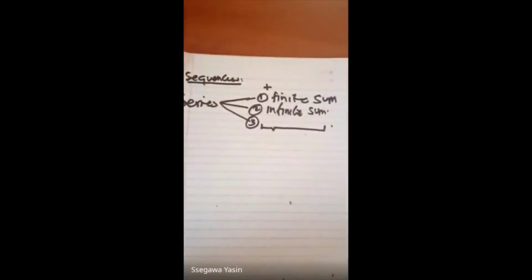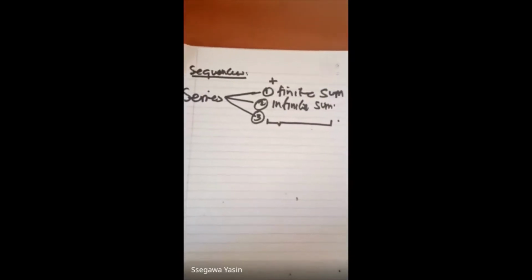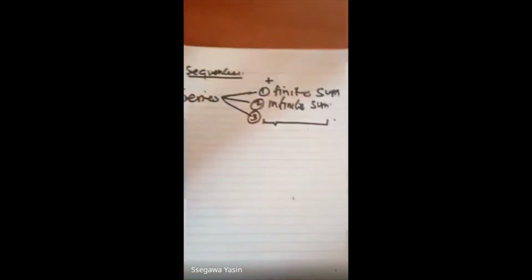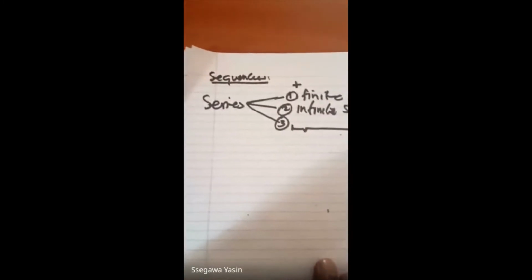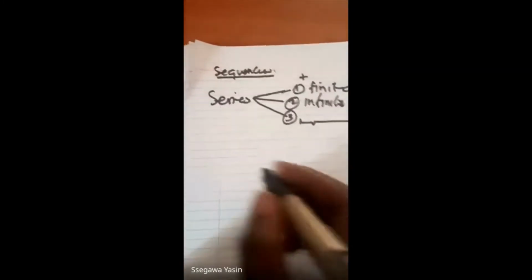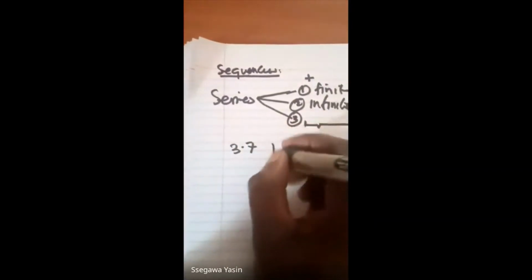So I want you to read it through page 37, that last bit. I'm giving you just 1 minute to read it, and then we move on. That is 3.7, page 37.